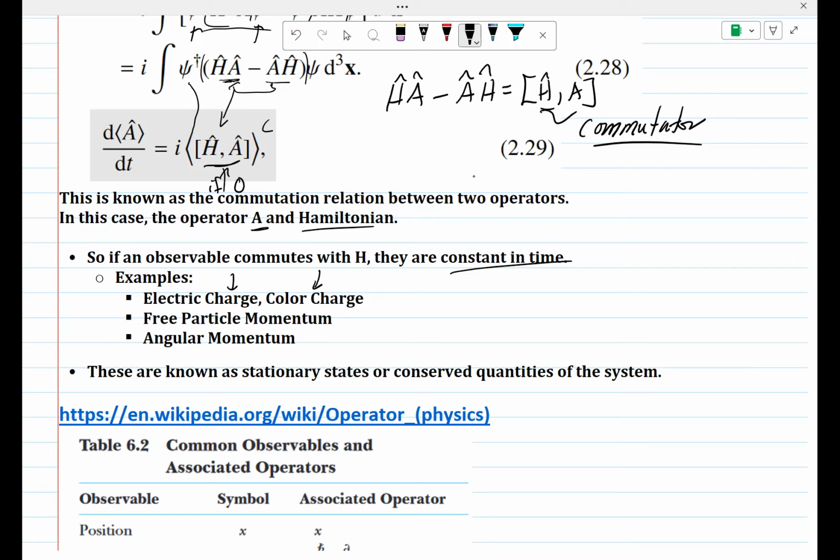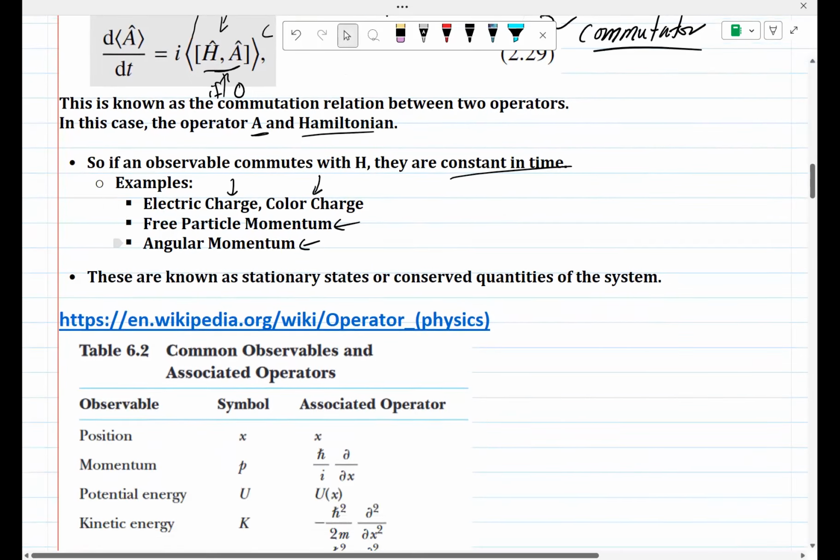So these are conserved quantities, right? Whenever you're drawing a Feynman diagram, you have to conserve charge, you have a conserved color. In a free particle, where you don't have a potential term in your Hamiltonian, the Hamiltonian also commutes with the momentum operator, and then also the angular momentum operator, which is something we're going to see hopefully by the end of lecture today.